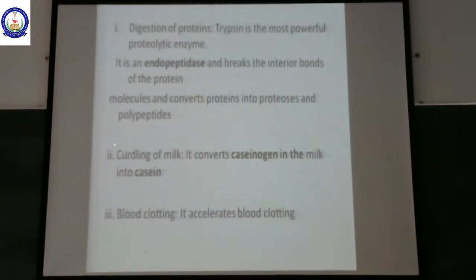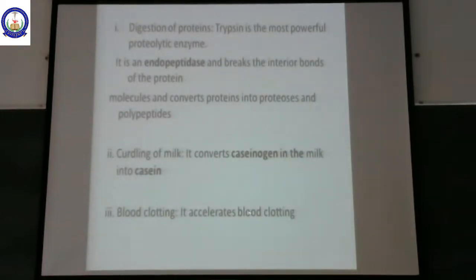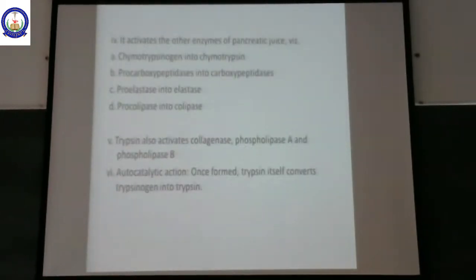Second function is they cause curdling of milk. It converts caseinogen in milk to casein. So how is curd formed from milk? Because of the action of these enzymes. Then blood clotting. It accelerates the blood clotting mechanism. It also activates other enzymes of pancreatic juice.